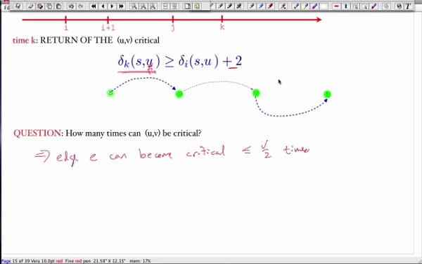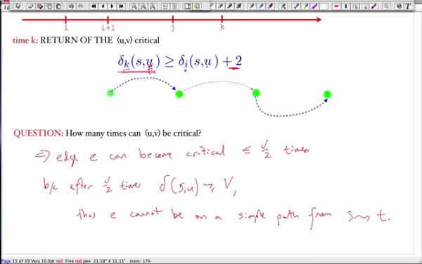So, those previous three slides established that between time K and time I, the first time that this edge becomes critical and the second time it becomes critical, this node U becomes 2 units farther from the source. And so now I want to argue that this edge can only become critical V over 2 times, because after V over 2 times, the distance from S to U is going to be greater than V.